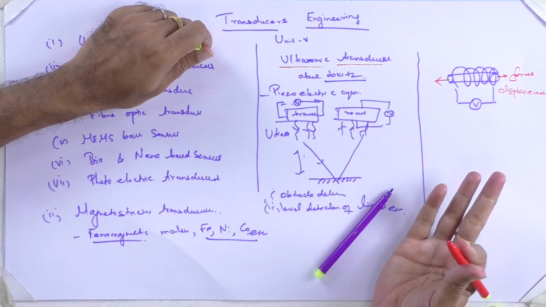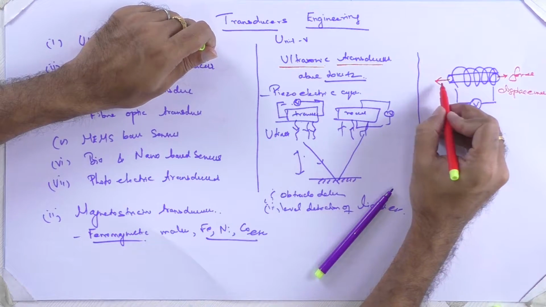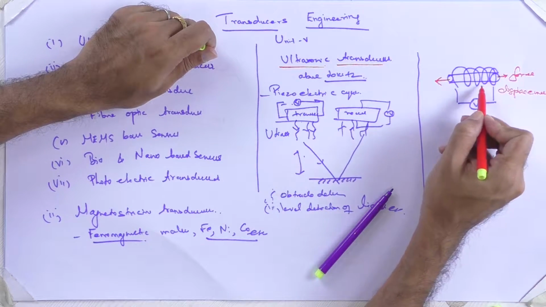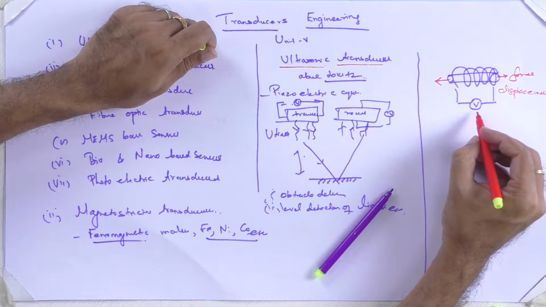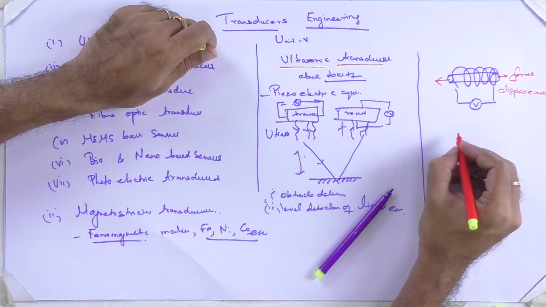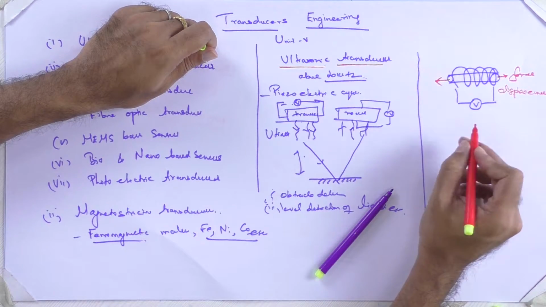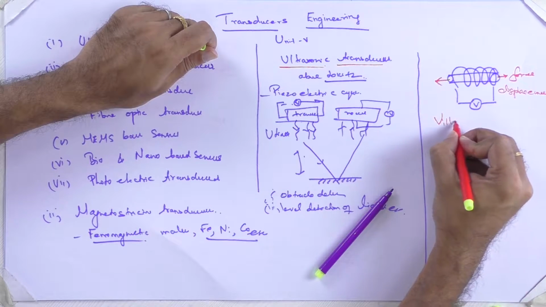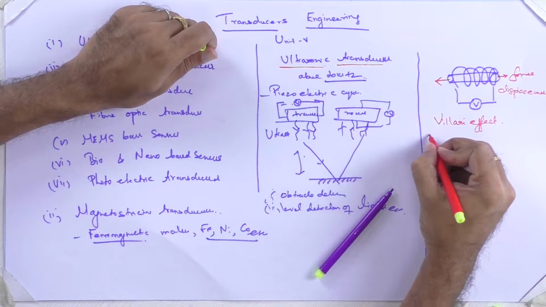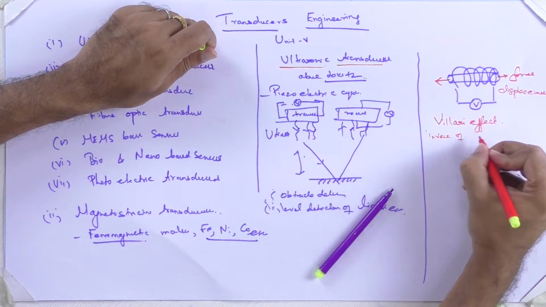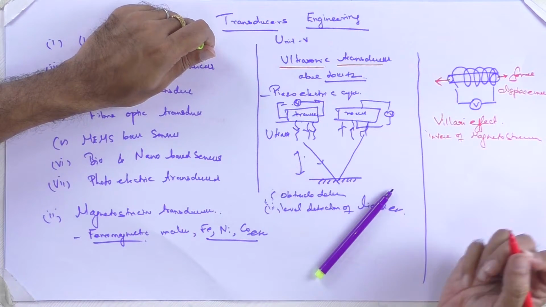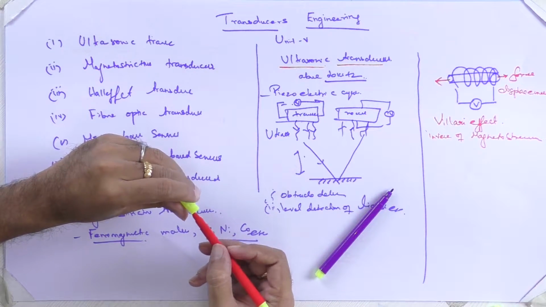The same thing can be done in the opposite manner. When you give a magnetic stress over the material, then there will be a change in the magnetic permeability. This effect of the inverse magnetostriction is called the Villari effect. It is the inverse of magnetostriction.